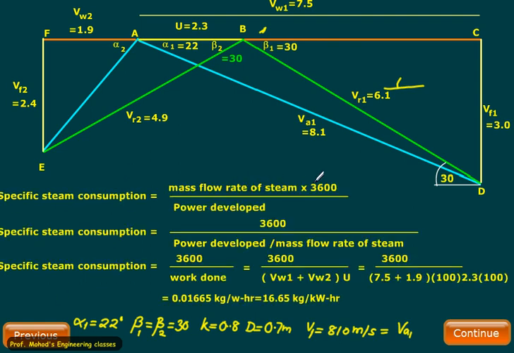The specific steam consumption is given by mass flow rate of steam multiplied by 3600 divided by power developed, and this mass flow rate we can shift in the denominator, so we get 3600 upon power developed divided by mass flow rate of steam. So specific steam consumption is 3600 divided by work done, but we know that work done is equal to VW1 plus VW2 multiplied by U, and we already have the values of VW1 and VW2. Only thing to be converted is the scale. So VW1 is 7.5, VW2 is 1.9, multiplied by 100, which is our scale. U is 2.3 multiplied by 100, again the scale, and you compute this value, you will get 0.01665 kg per watt hour. I doubt this value, but I think it is approximately correct. This is 16.65 kg per kilowatt hour.